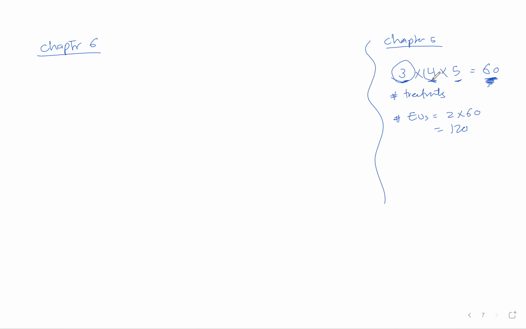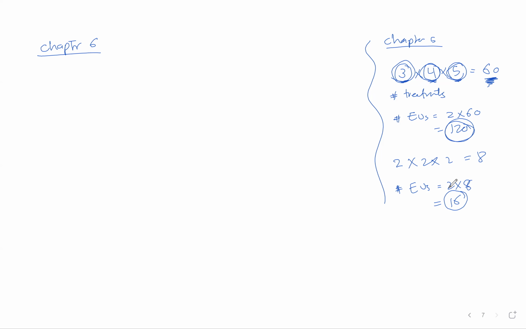So this is why we decide in chapter 6 to work with only two levels for each treatment factor. So we change this to 2, 2, 2. In this case, the number of treatments will be 2 times 2 times 2, which is only 8. And the number of required experimental units, if you have only 2 replicates, will be 2 times 8, which is 16. So see, you saved a lot of resources, from 120 to 16, by working with only 2 levels for each treatment factor, better than working with many levels.